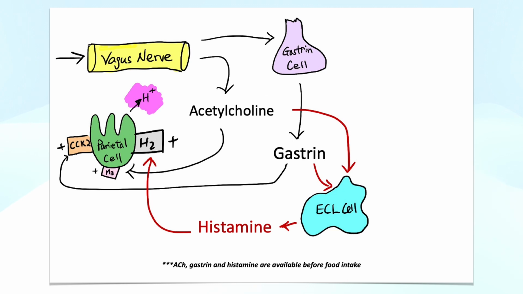Both acetylcholine and gastrin play a crucial role, and these signaling molecules also stimulate enterochromaffin-like or ECL cells within the stomach lining, prompting them to release histamine. Histamine in turn exerts its influence on parietal cells by binding to H2 receptors, ultimately leading to the secretion of hydrochloric acid. This cascade of events highlights the sophisticated interplay between various cellular components, ensuring optimal conditions for digestion within the stomach. Note that acetylcholine, gastrin, and histamine are available even before food intake.